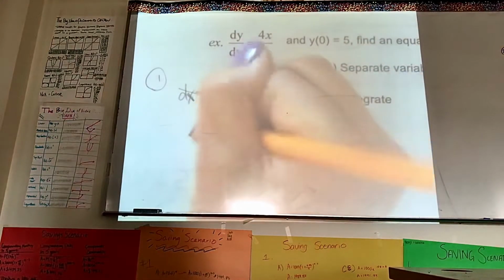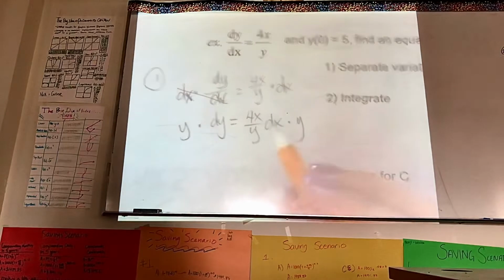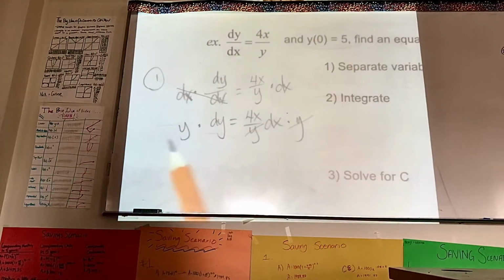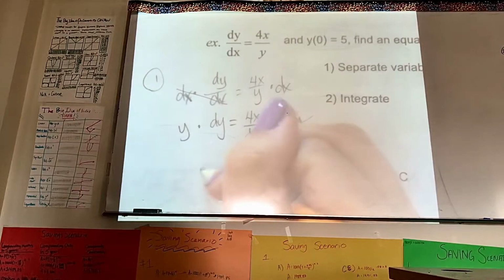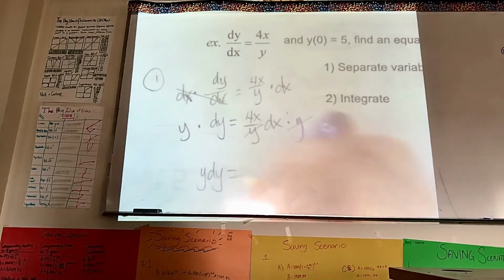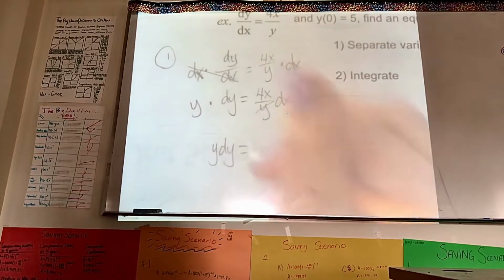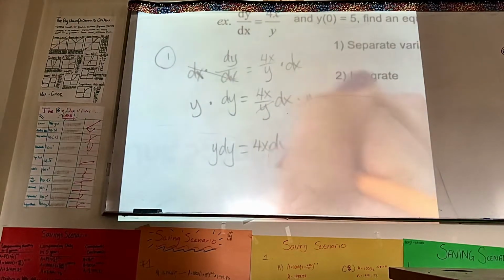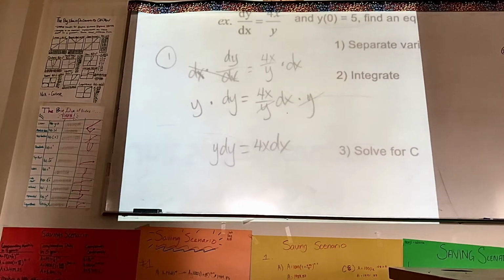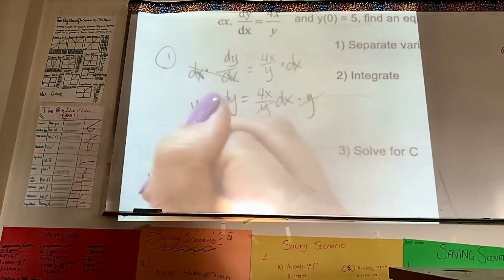So let's do that. It's just y dy. Simple, yeah, you're making it complicated. That's cool. y dy equals, what's left on the right? Yep. So I have separated my variables. It's always the first step.